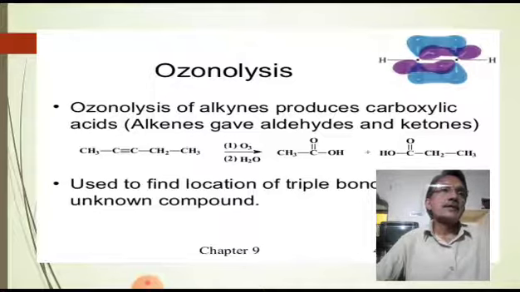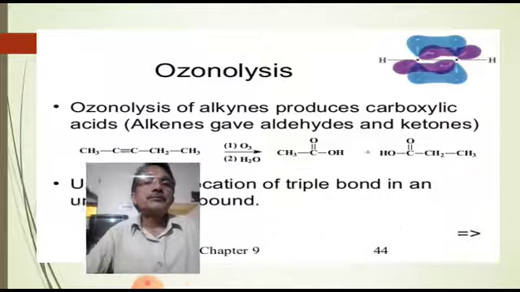In the previous class, we studied ozonolysis of alkenes. Alkenes react with ozone, giving rise to alkene ozonide. This alkene ozonide is an unstable compound, which undergoes hydrolysis in the presence of zinc, giving rise to carbonyl compounds. Here also, the same thing. Alkynes react with ozone, giving rise to alkyne ozonide. Alkyne ozonides undergo hydrolysis in the presence of zinc, giving rise to carboxylic acids.